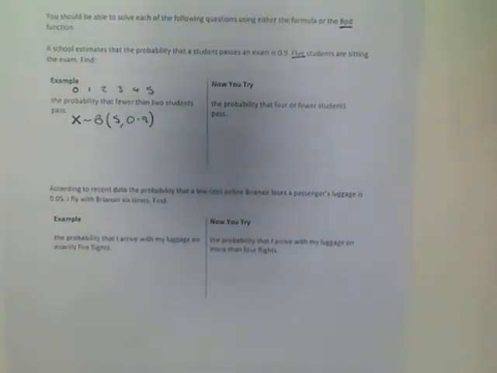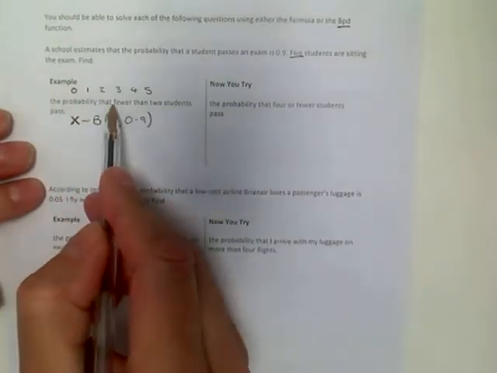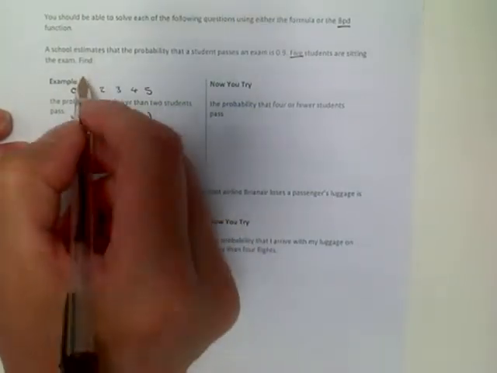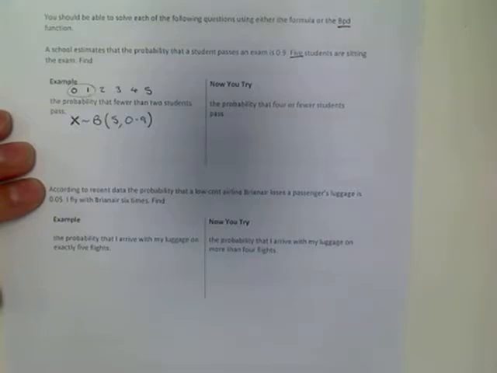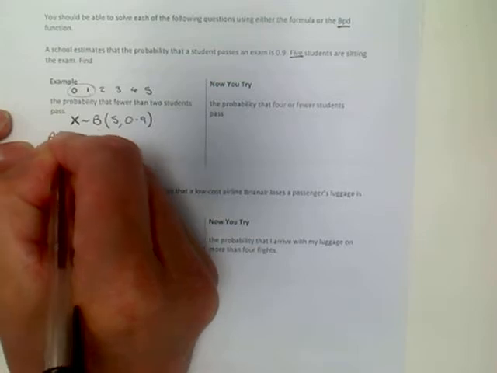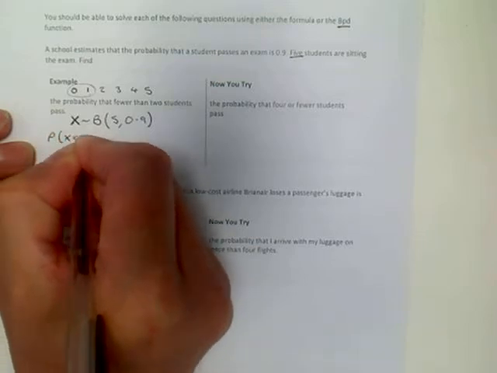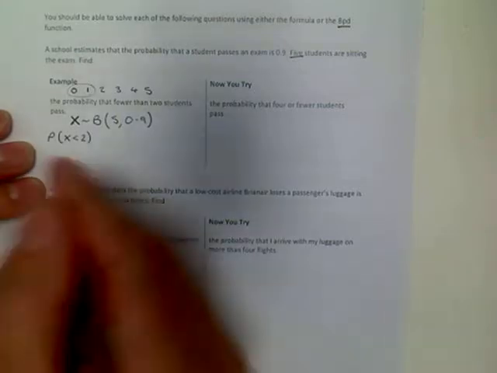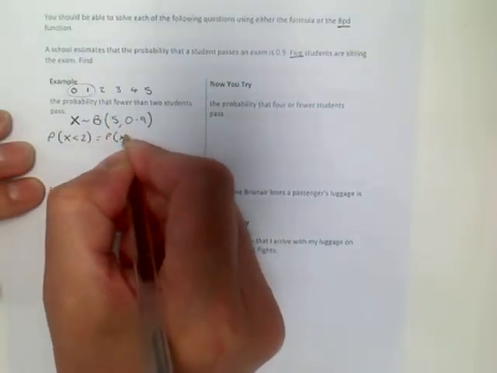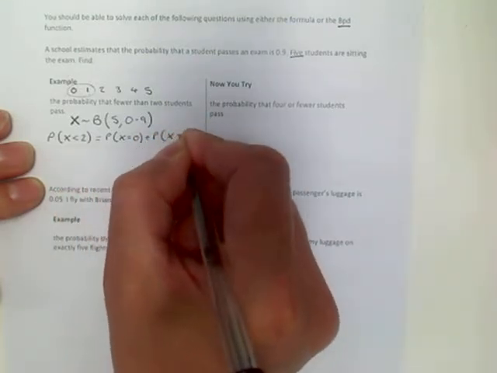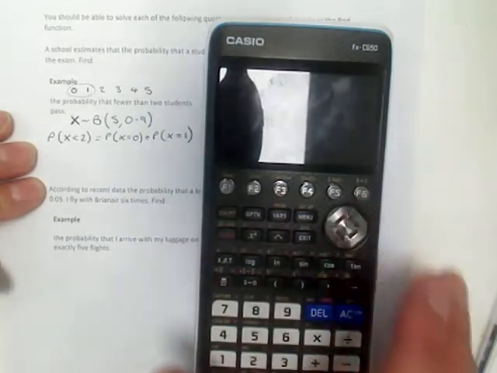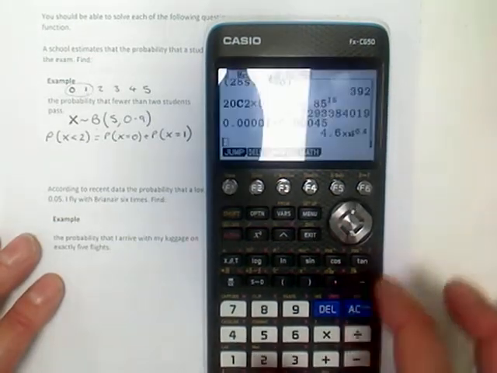So what we are checking for here, I want to know the probability that fewer than 2 students pass. So I want to know the probability of either of those 2 things happening, that no people pass or 1 person passes. So what I'm going to write down is that the probability of X being less than 2 is equal to the probability of X being equal to 0 plus the probability of X being equal to 1. I'm going to do these on the calculator rather than using the formula.